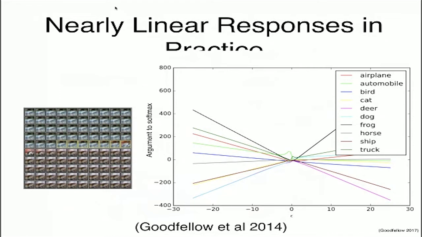Then in the graph on the right, on the horizontal axis, I show you our position as we move along this line. On the y-axis, I show you the unnormalized log probabilities of the 10 different classes of objects in this data set. You can see that basically all of the different classes, each one plotted in a different color, either sweeps out a V-shape or an upside down V-shape as we move along this line.